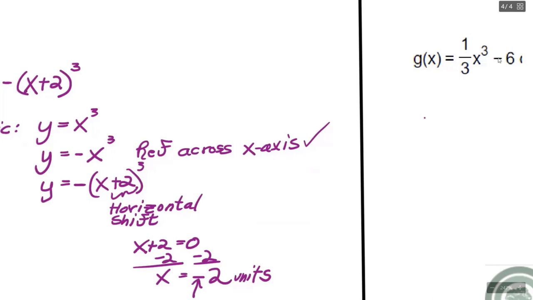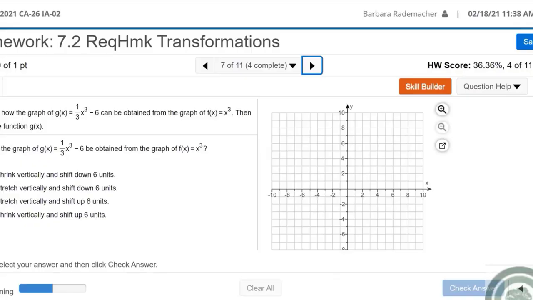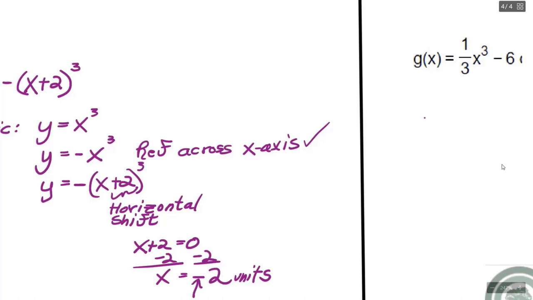1/3 times x to the third minus 6. So just make sure that's what I had. Yes. Okay. So the basic graph, or basic function, is y equals x to the third.